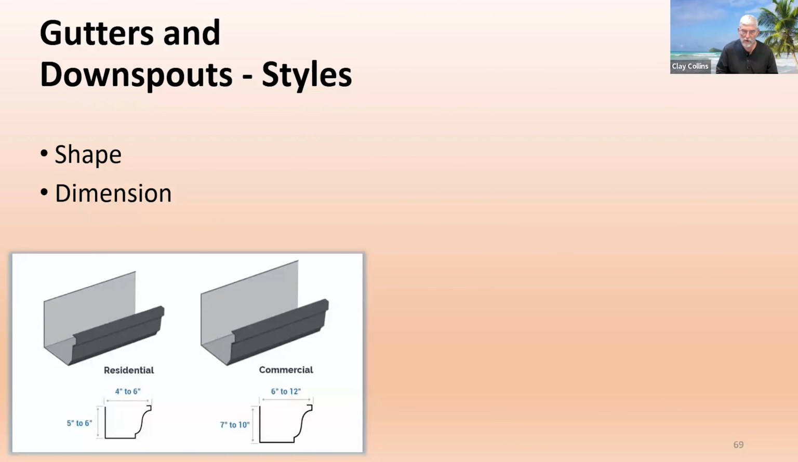Dimensions. Residential is smaller than the commercial. I have seen many houses that would benefit from the commercial size gutter system. The problem is there's just not enough fascia there, not enough surface to mount that 7 to 10 inches of mounting surface on. And that means that you're almost guaranteed to have a 4-inch gutter system.